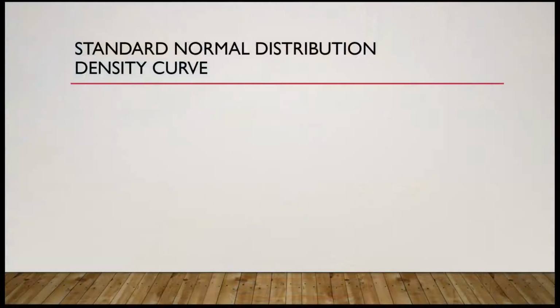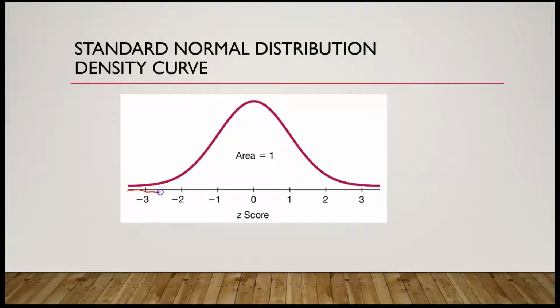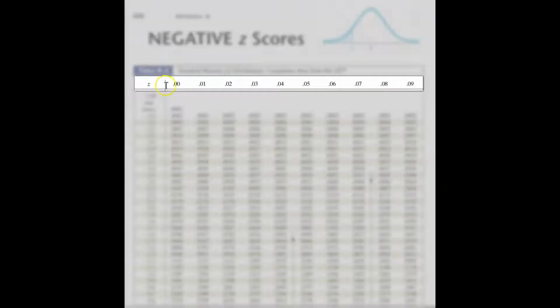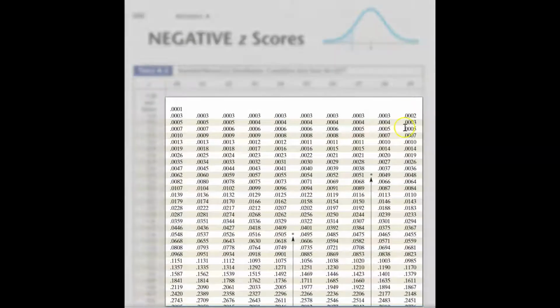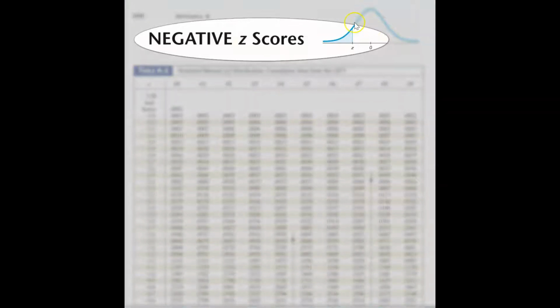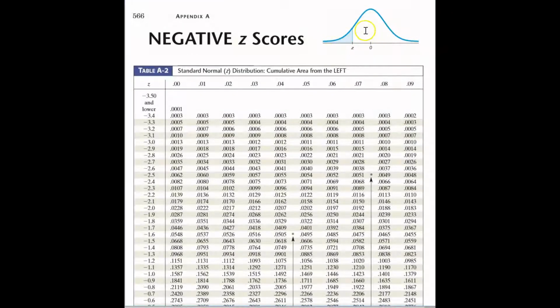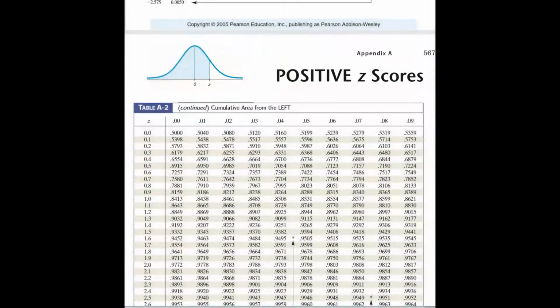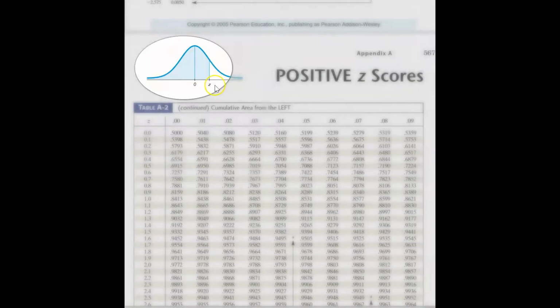It is very important to understand the difference between z-scores and areas. Remember, z-scores are distances along the horizontal scale, and areas are regions under the density curve. Table A2 lists the z-scores in the left column and the second decimal in the top row, but areas are found in the body of the table. We should also remember that the z-scores on the left of the mean are always negative, and the z-scores on the right of the mean are always positive. And also, the table A2 depicts the areas that are located on the left of the given z-score.